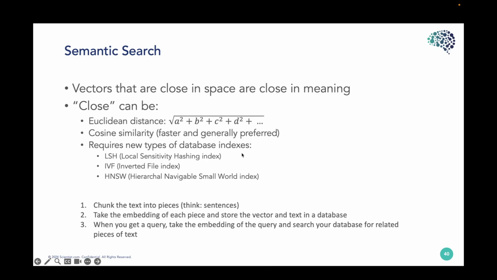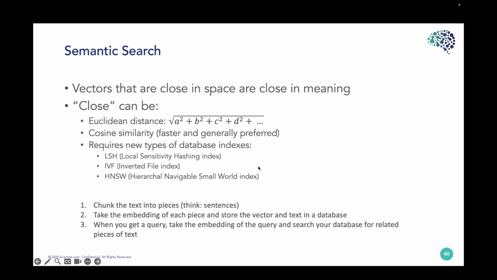So we need new indexes. There's been a bunch of, well, new to me, they've probably been around a little while, indexes to support this. Things like locality sensitive hashing, inverted file index, and more recently, hierarchical navigable small world indexes.